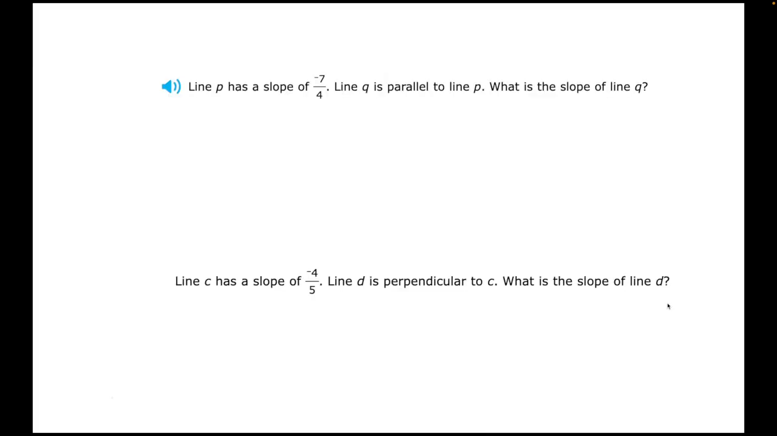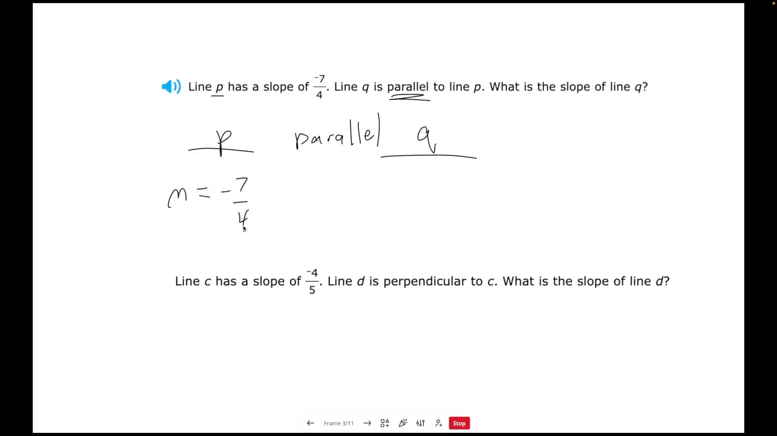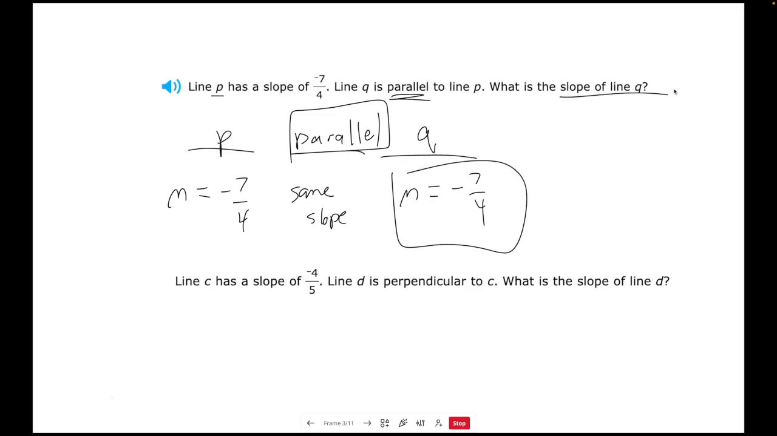Here we go. It says line P has a slope of negative 7/4. Line Q is parallel to line P. What is the slope of line Q? There are a lot of letters there. Let's start with, there are two lines, line P and line Q, and they tell us that they are parallel to each other. They tell us that line P has a slope, remember M is slope, of negative 7/4. And remember, they're parallel, so parallel means that they have to have the same slope, which means that the slope of line Q is also negative 7/4, and that's my answer, because it says what is the slope of line Q.